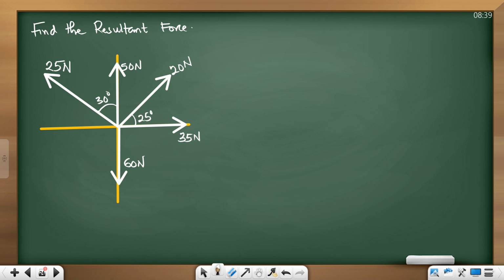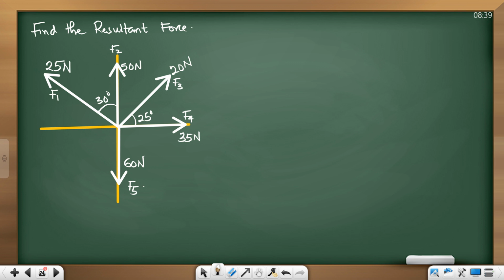How many forces do we have? We have 5. 1, 2, 3, 4, 5 forces. Now, let's quickly label these forces, guys. I'll call this F1, F2, F3, F4, F5.